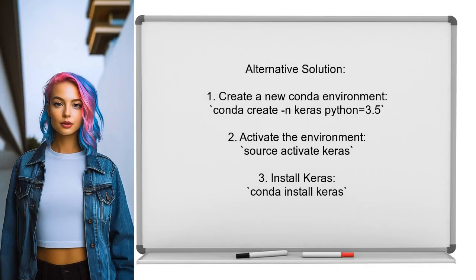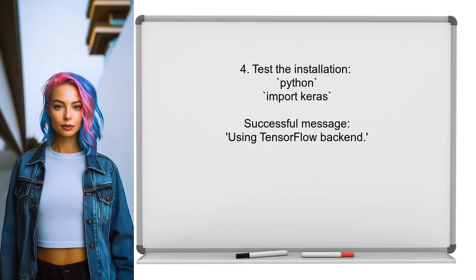One alternative solution for installing Keras in Python 3.6 involves using Anaconda. First, create a new Conda environment with Python 3.5 by running the command conda create Keras Python equals 3.5. Then, activate the environment using source activate Keras. Finally, install Keras with conda install Keras. To test the installation, open Python and import Keras. If successful, you should see the message using TensorFlow backend.